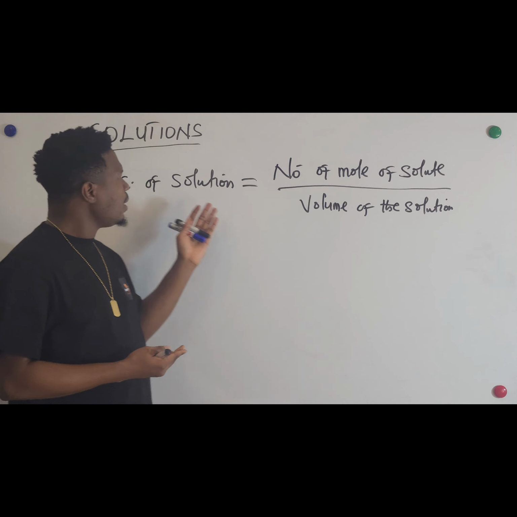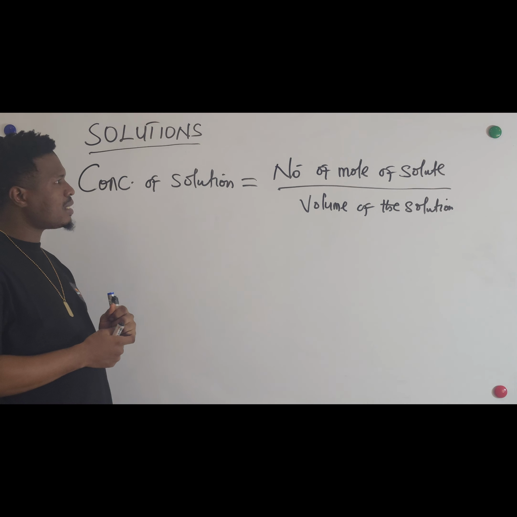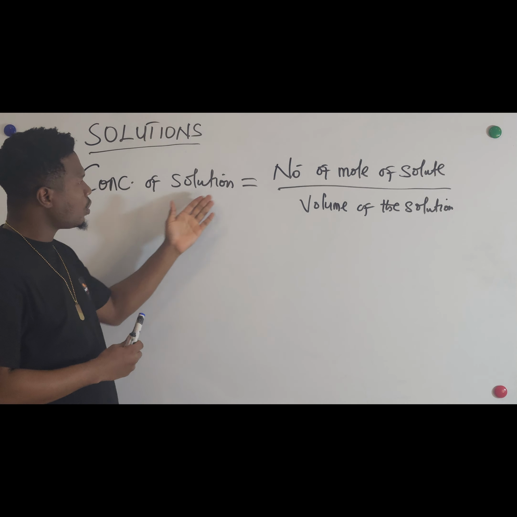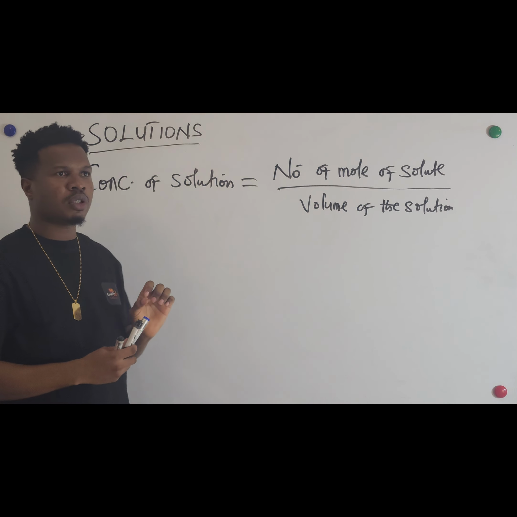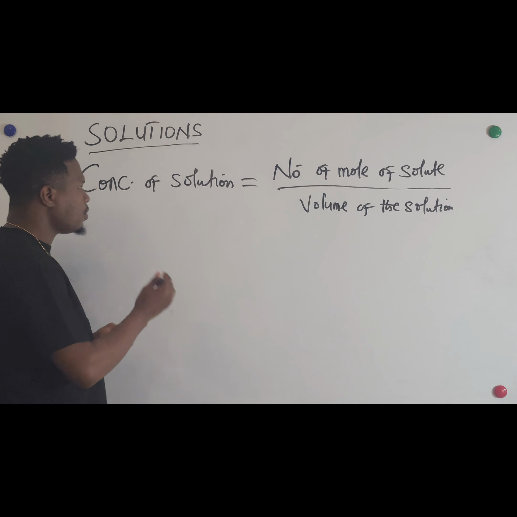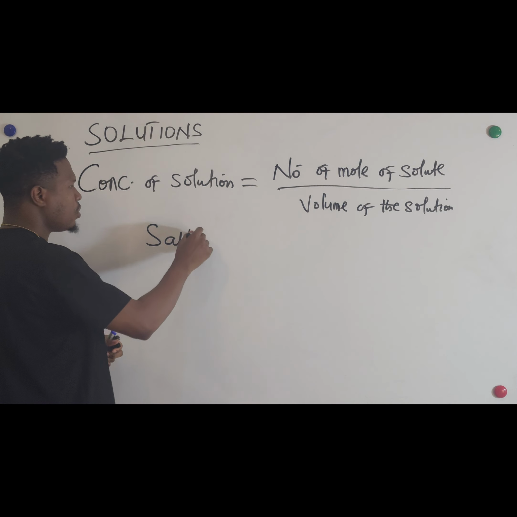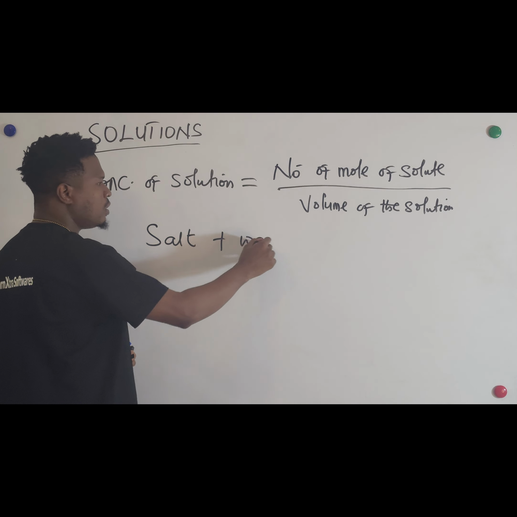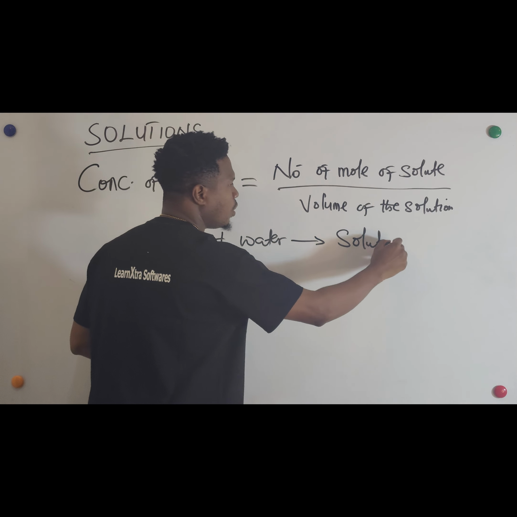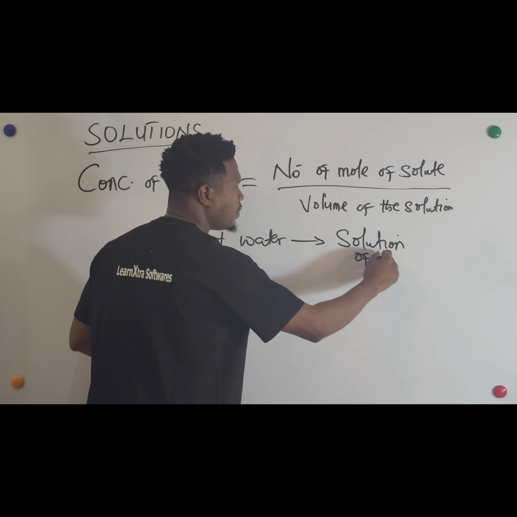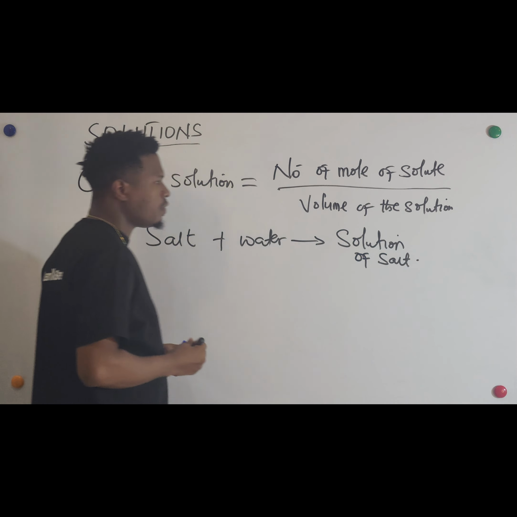Now, look at this mathematical expression. Concentration of solution equals number of mole of solute over the volume of the solution. For example, let's say we have salt. Salt is our solute plus water, which is the solvent. What you have here is a solution of the salt. Okay? You have the solution of the salt.